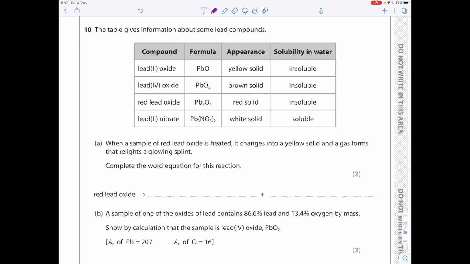The table gives information about some lead compounds. When a sample of red lead oxide is heated, it changes into a yellow solid and a gas forms that relights a glowing splint. Complete the word equation for this reaction. So we know from the gas relighting a glowing splint that we must have oxygen. We know that we're forming a yellow solid, so that means that the other substance is lead 2 oxide.